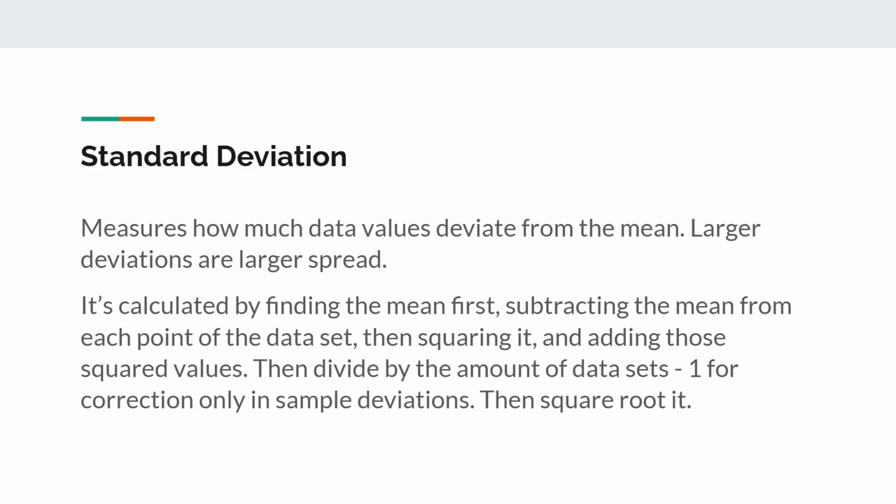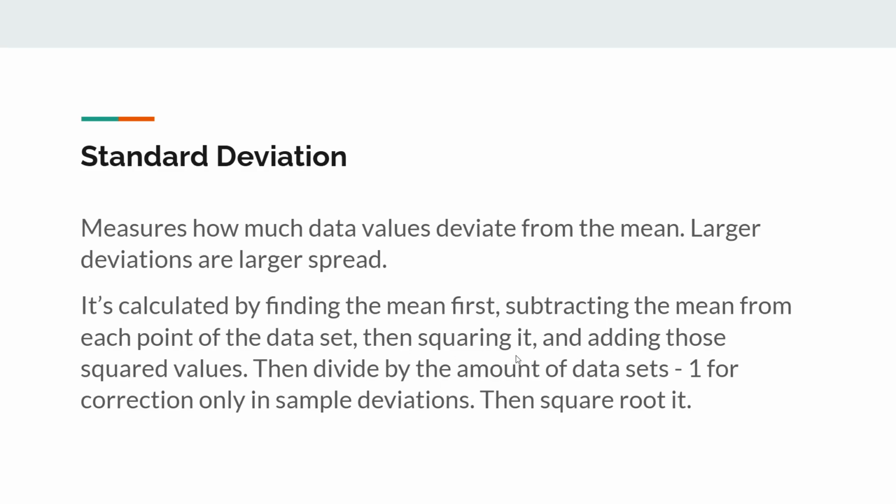So now we go to standard deviation, and it measures how much data values deviate from the mean. Larger deviations are larger spread. It's calculated by finding the mean first, subtracting the mean from each point of the dataset, squaring it, and adding those squared values. Then divide by the number of data points minus 1 for correction in sample deviations. In population deviations, when you have all the data, you don't have to correct anything because you have all the data. Then you square root it.